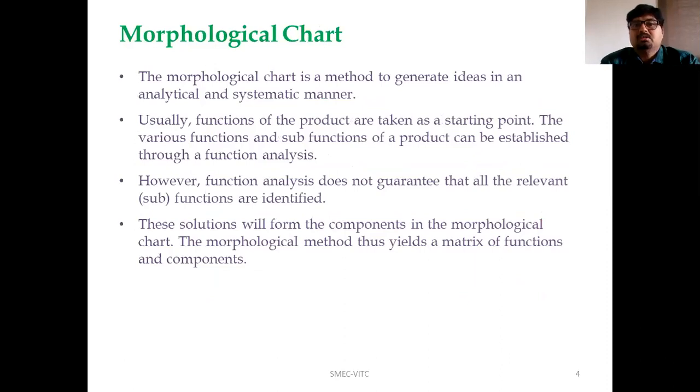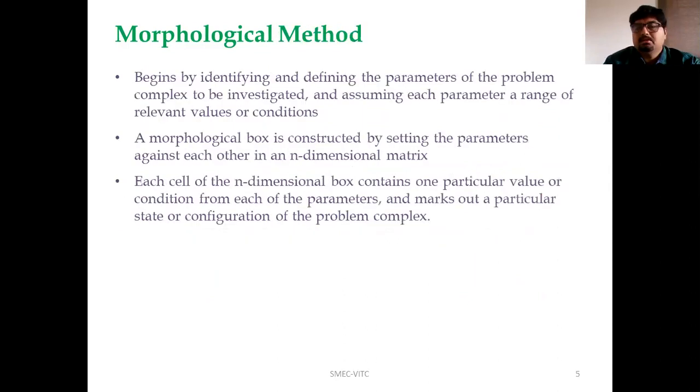And this chart is a method to generate ideas in an analytical and systematic manner. The functions of a product are taken as a starting point. The various functions and subfunctions of a product can be established through a functional analysis. This functional analysis does not guarantee that all the relevant functions are identified. The solutions will form the components in the morphological chart. The morphological method yields a matrix of functions and components. Let us see in the following slides the examples, which are explained to some extent.